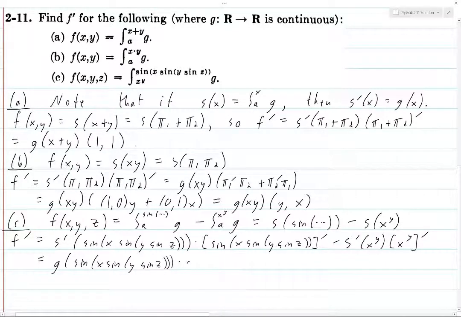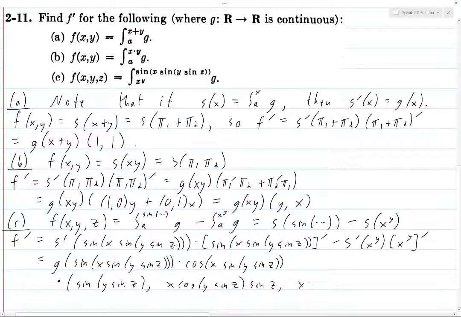Now we have to multiply by, and this one is just very obnoxious, cosine of x sine of y sine z times this vector, which I'm not going to fit on this line. So the vector is sine of y sine z, x cosine of y sine z times sine z, and then x cosine of y sine z times y cosine z. Okay, so that's the first term.